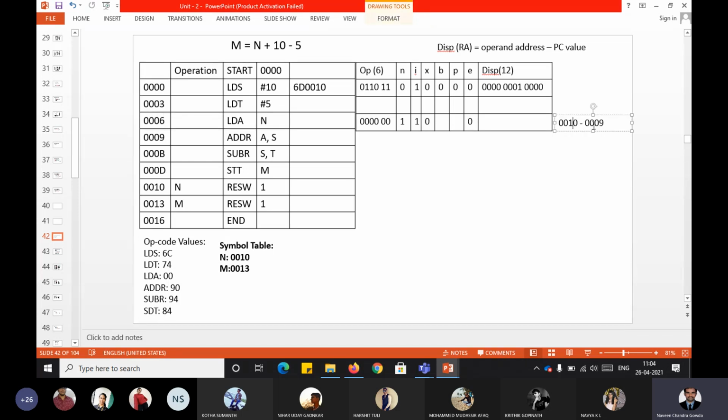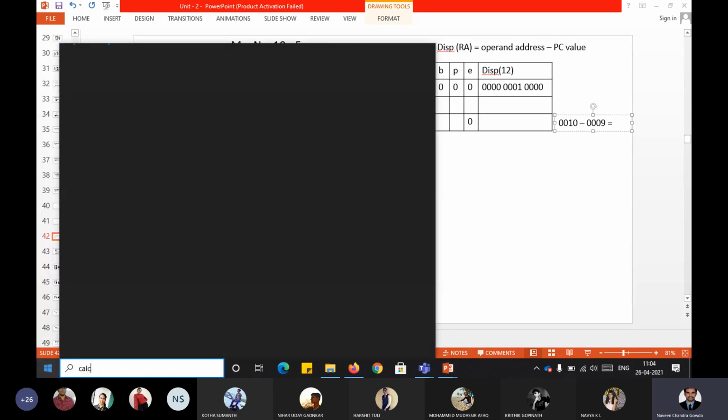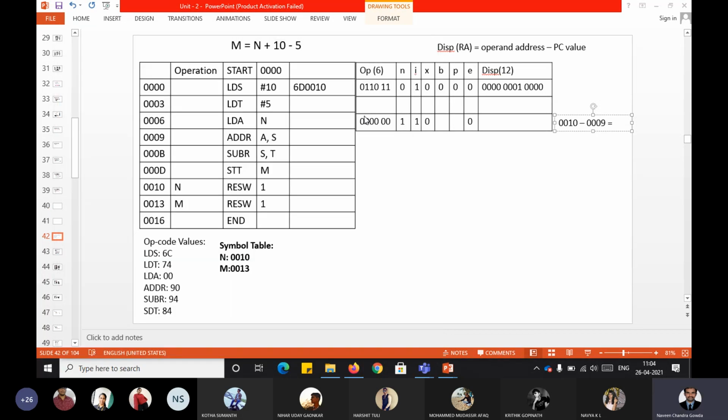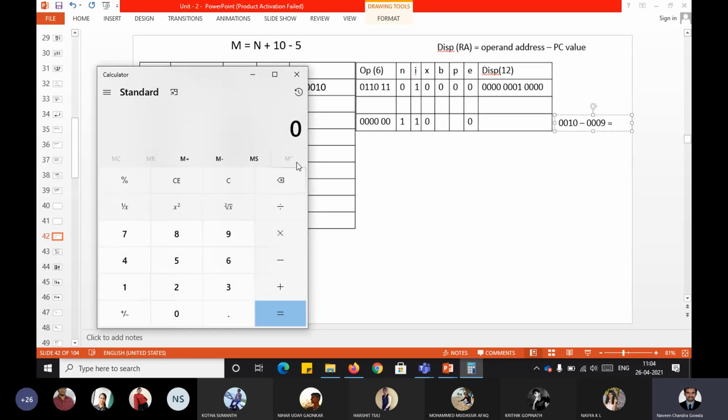So it is 0010 minus 0009. My dear students, this 0010 is not 10 in decimal, it is 10 in hexadecimal. Now if you subtract 10 minus 9, what value are you going to get? 10 is not in decimal, you have to mind that. So 10 in hexadecimal minus 9 is the same as 16 minus 9.